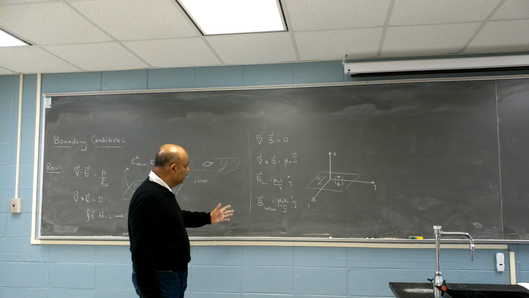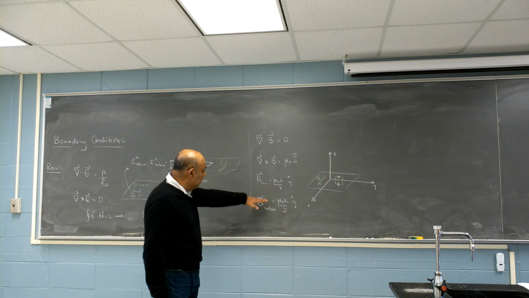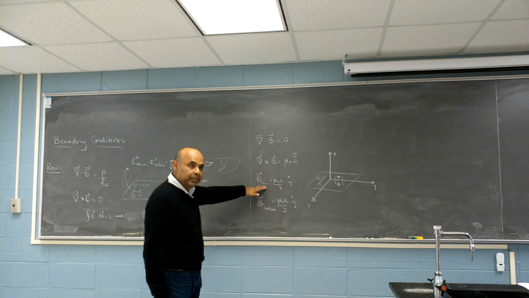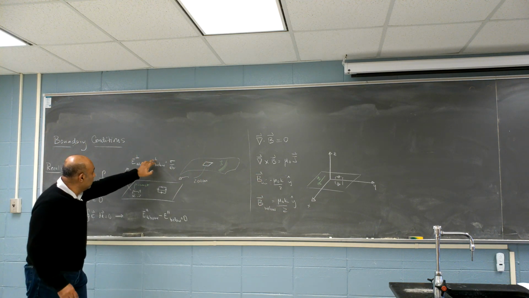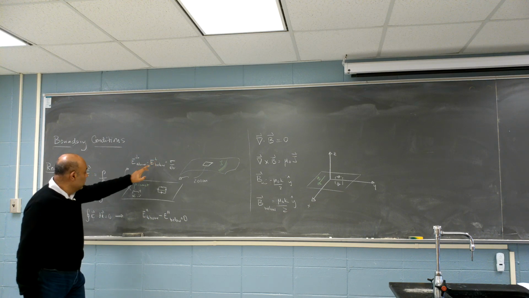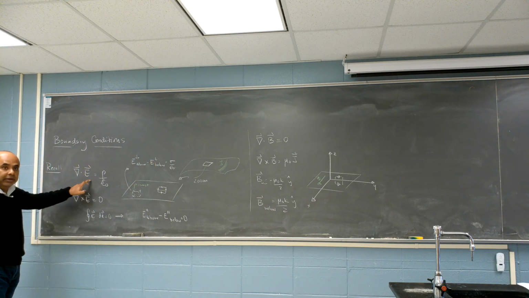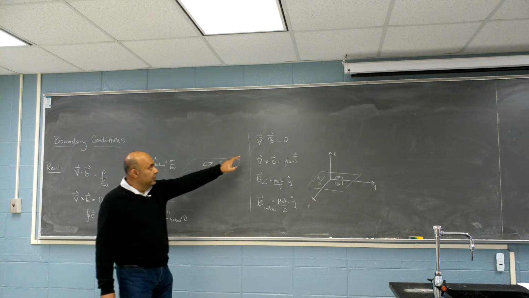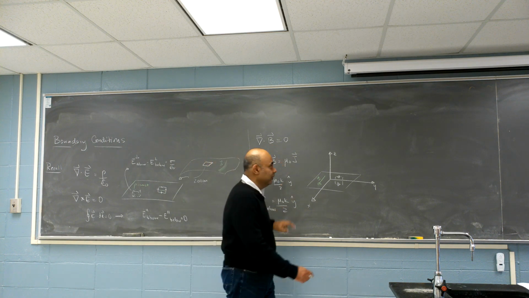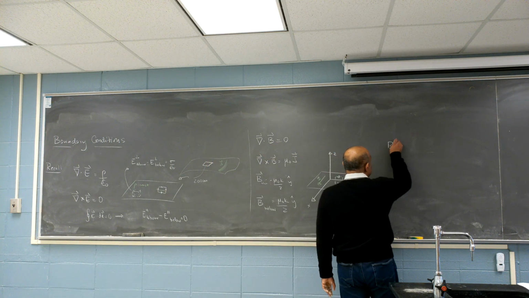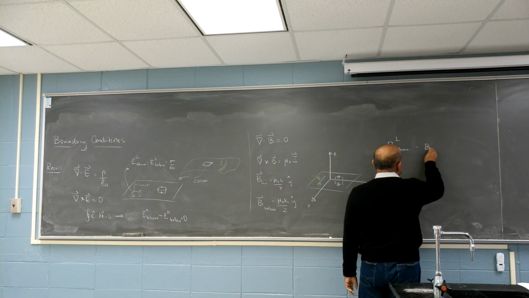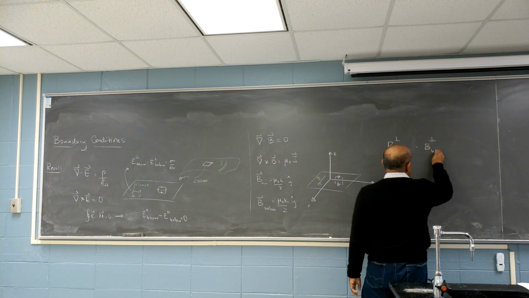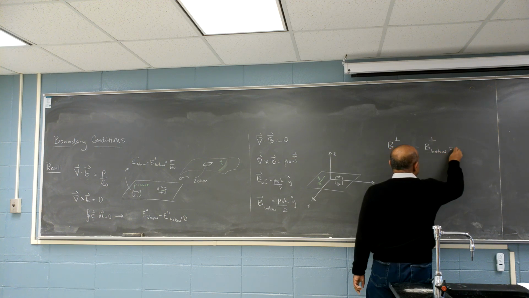First of all, note that not only is the normal component continuous, it doesn't even appear. Not surprising. Here, the normal component appears. That's because the divergence is non-zero. Here, the divergence is 0. So, B normal above minus B normal below is 0.